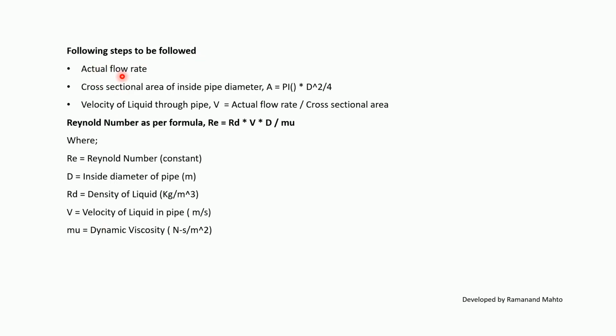Following steps to be followed: actual flow rate, cross sectional area of inside pipe diameter, that is A is equal to pi into d square upon 4, velocity of liquid through pipe V is equal to actual flow rate upon cross sectional area. Reynolds number as per formula is Re equal to rho into V into D upon mu, where Re is the Reynolds number which is constant, D is the inside pipe diameter in meter, rho is the density of liquid in kg per meter cube, V is the velocity of liquid in meter per second, and mu is the dynamic viscosity in Newton second per meter square.